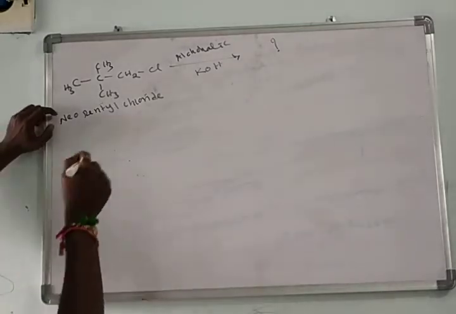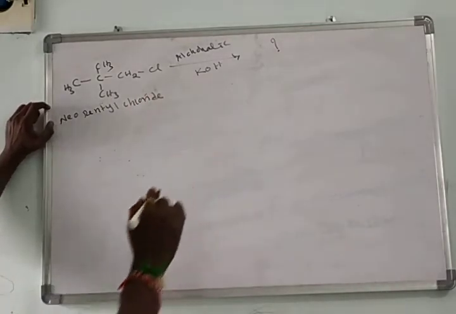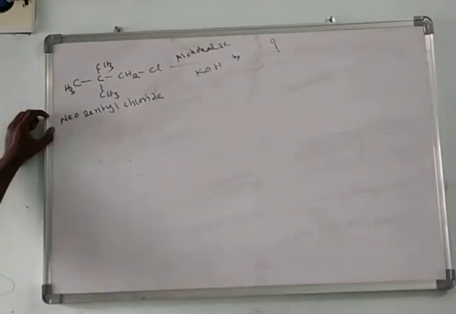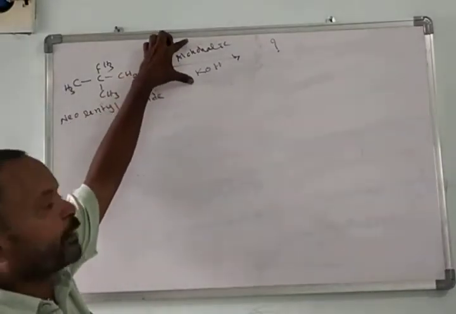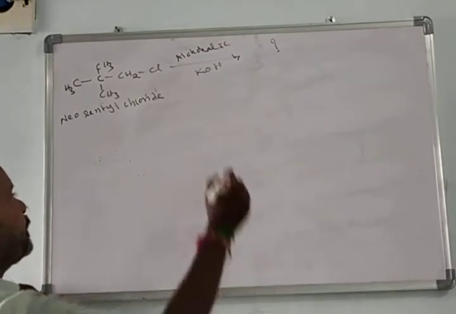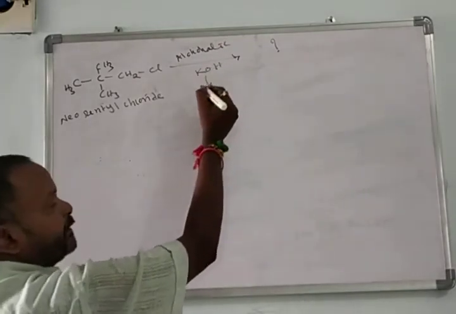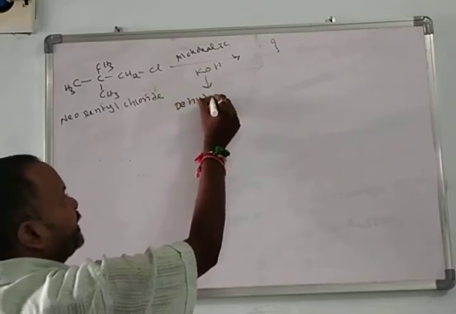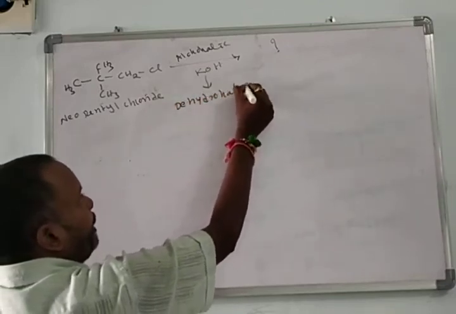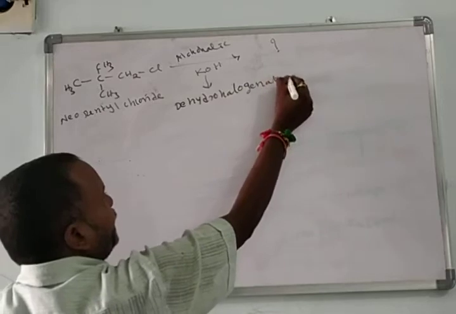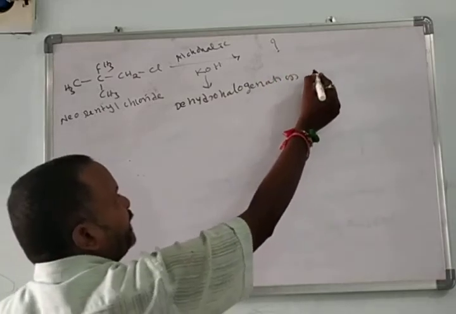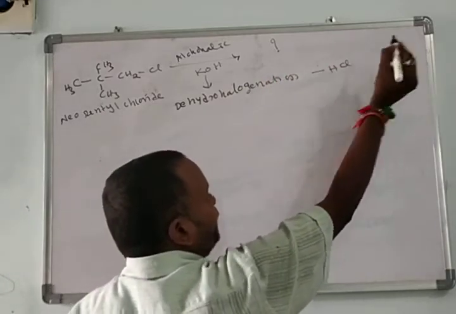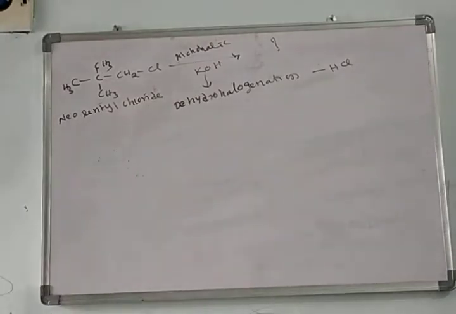For JEE or NEET purposes, first see what is the role of the reagent. In presence of alcoholic KOH, any molecule undergoes dehydrohalogenation. Dehydrohalogenation means removal of HCl or HBr, HI or like that. Here what happened? What is the major product?